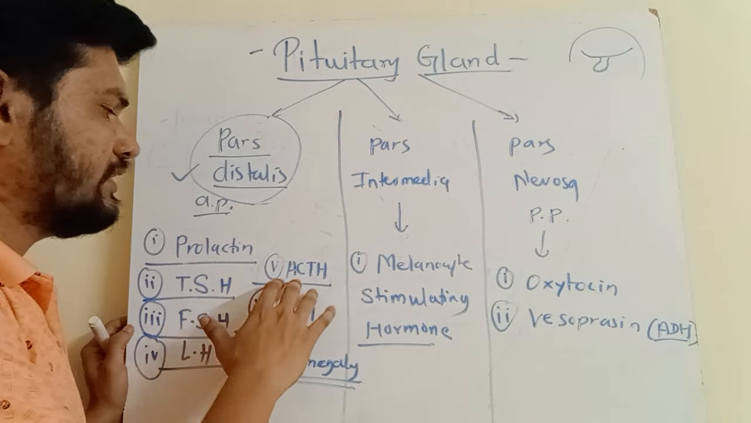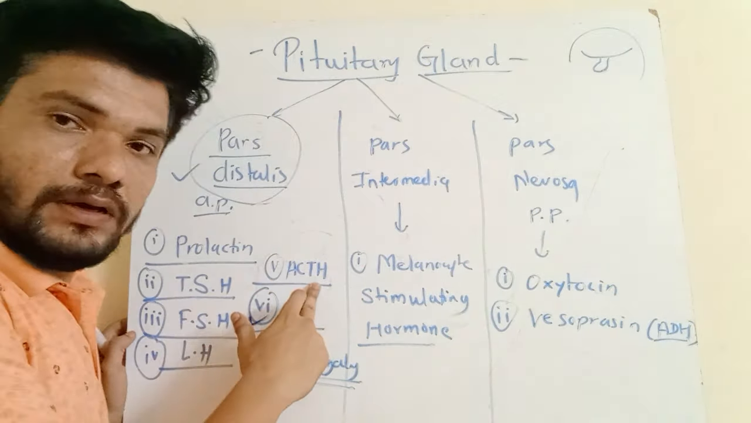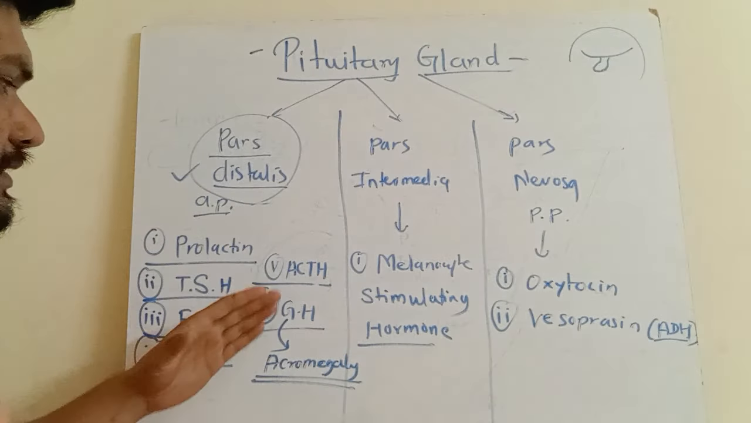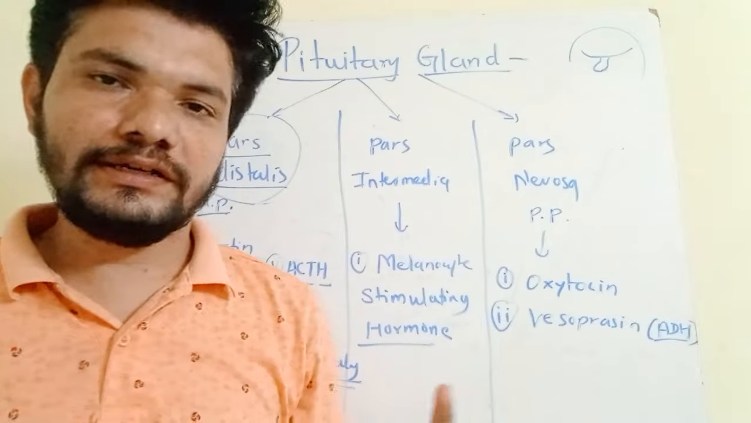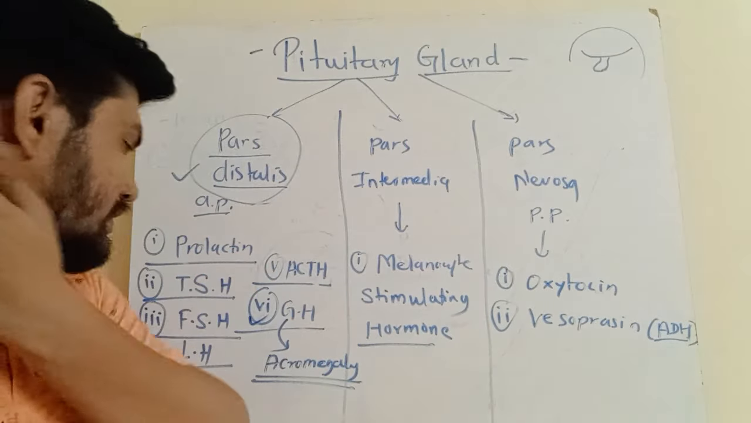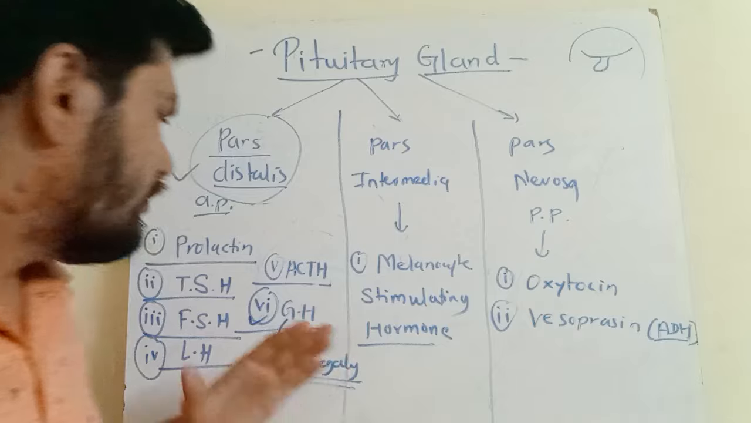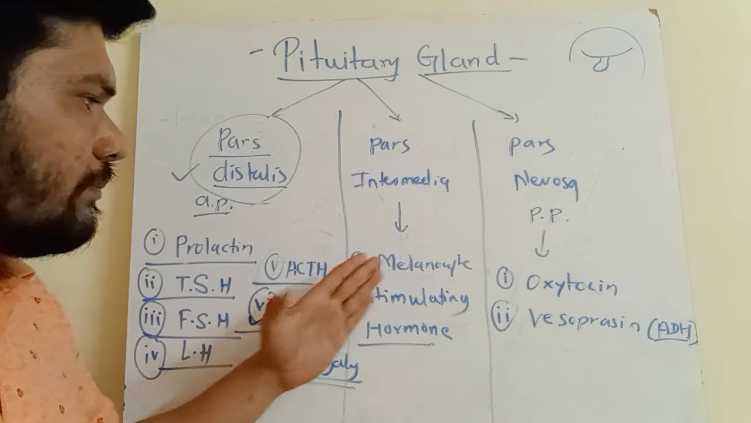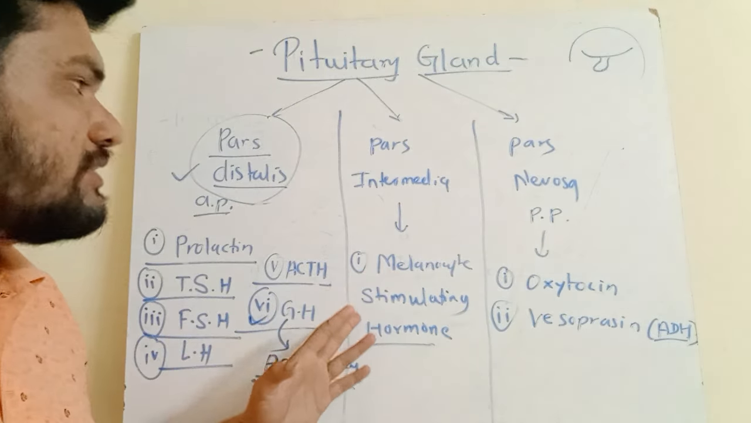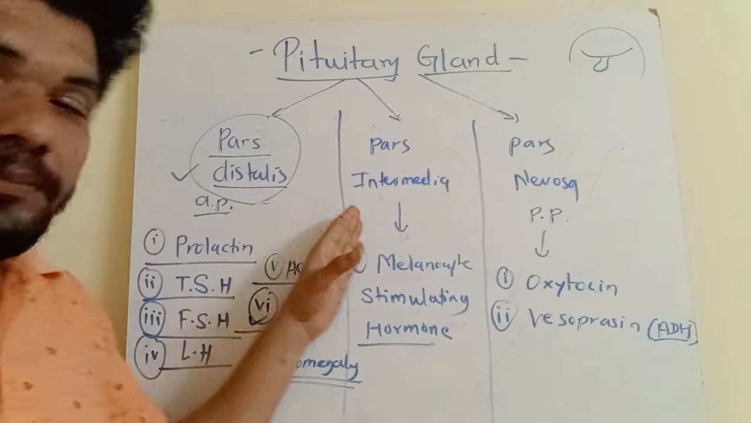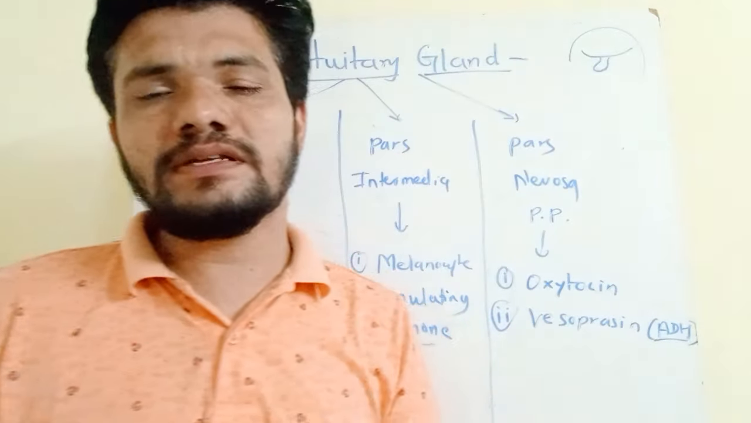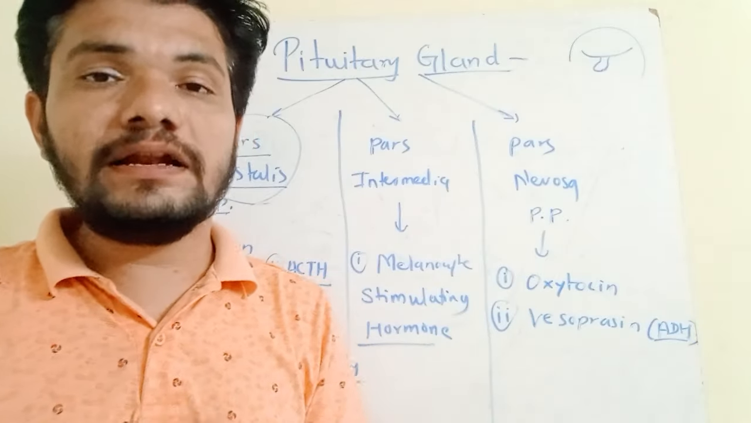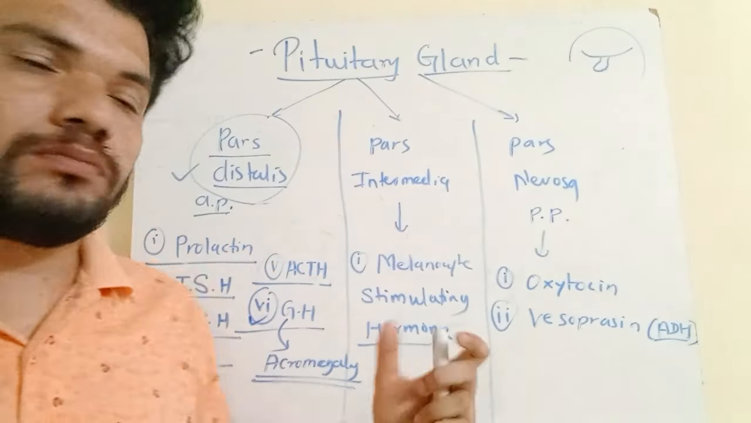Then ACTH, the adrenocorticotropic hormone, basically helps in the release of glucocorticoids from the adrenal cortex. We will study its function in the later videos. We have already talked about growth hormone. Then MSH, melanocyte stimulating hormone, is secreted by pars intermedia, which acts on the melanocytes, which means the skin cells containing the melanin pigment, and helps in the pigmentation of the skin.